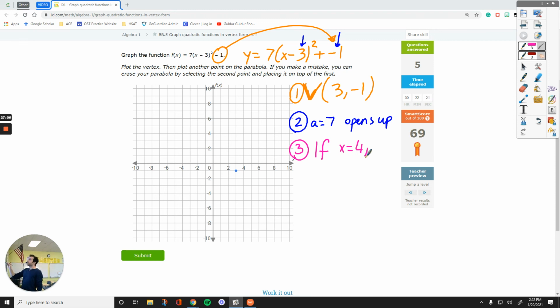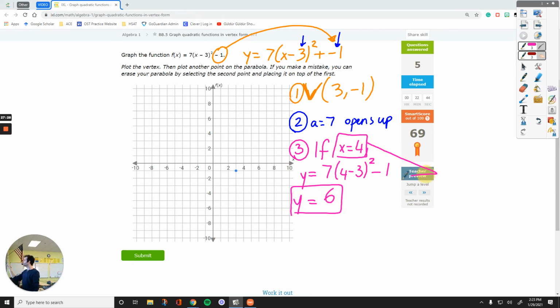So then the equation turns into y equals 7 times 4 minus 3 squared minus 1. 4 minus 3 is 1. Square that 1. That's still a 1. Multiply by 7. You have a 7. Subtract 1. You have a 6. So that's my second point on the graph. If you plug in 4, you get a 6. Over 4, up 6.